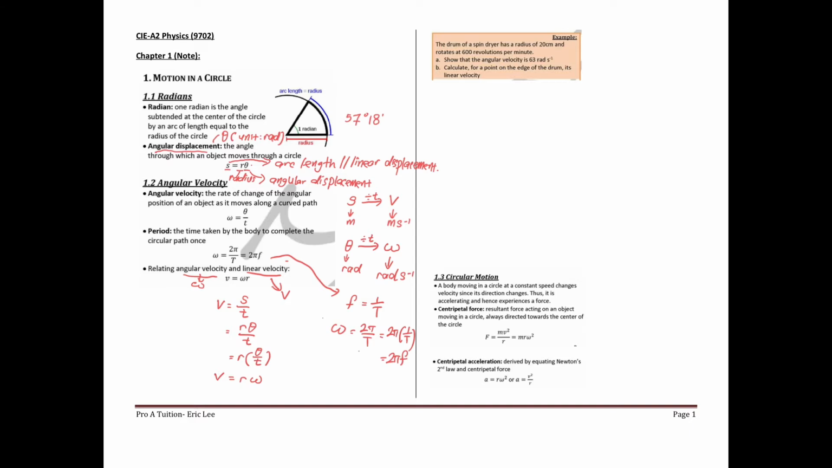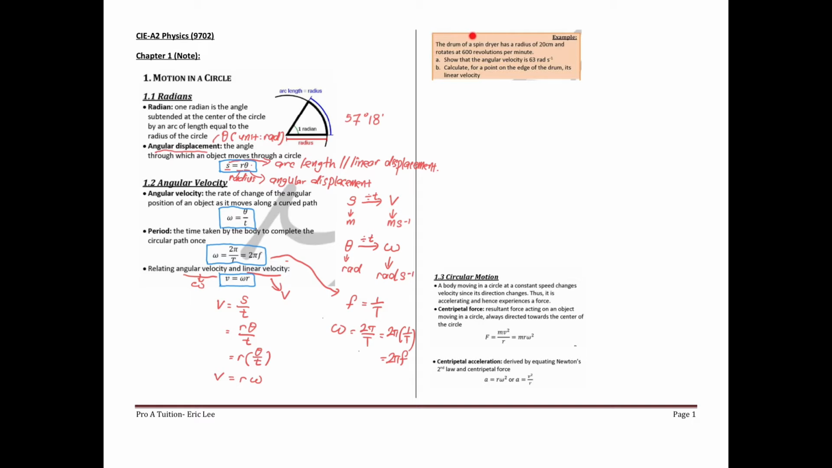So altogether, we have learned one formula. I put it in the blue box, s equal to r theta. Second formula, omega equal to theta over t. Third formula, omega equal to 2 pi over capital T, or 2 pi f. And fourth formula, v equal to omega multiplied with r. So altogether, there are 4 formulas. Now let us apply our concept in these questions.